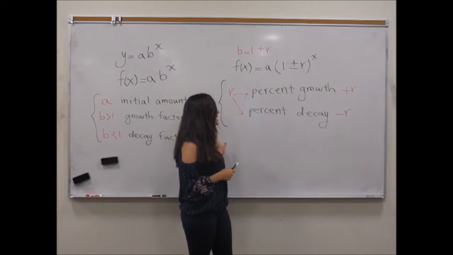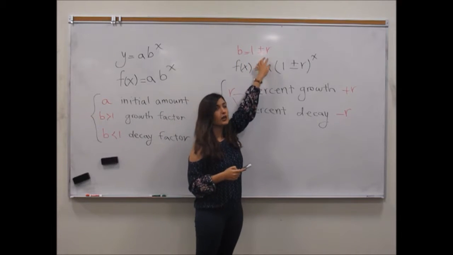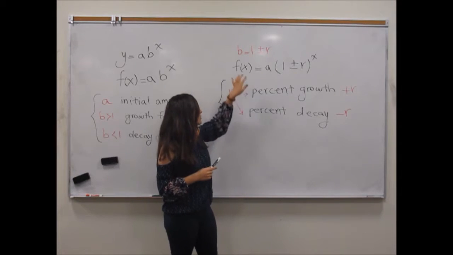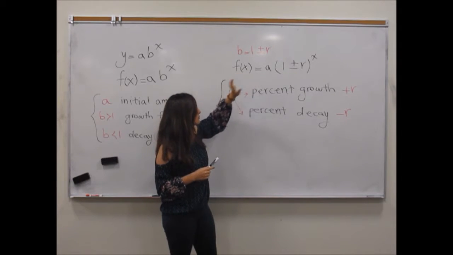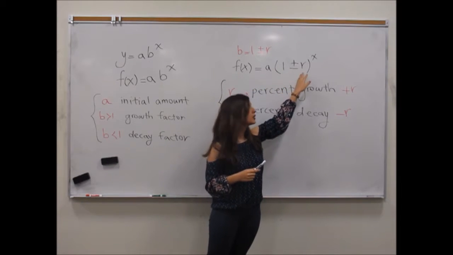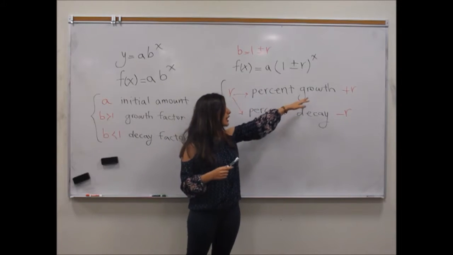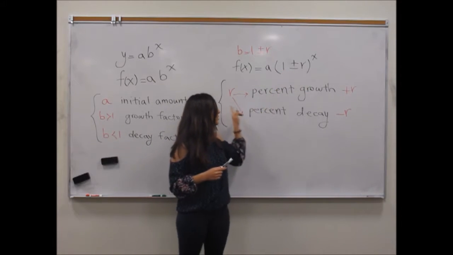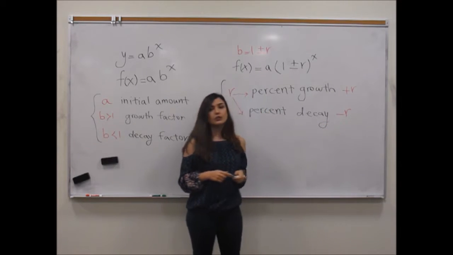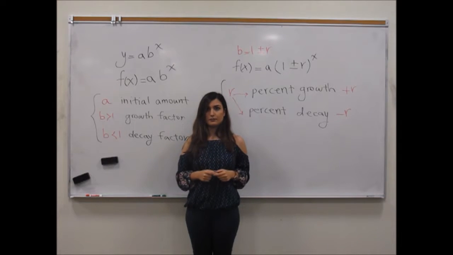And this base b can also be looked at as 1 plus or minus r, where r is the percent growth or decay. So we can rewrite the model, the function, as f of x equal a times 1 plus or minus r to the x. When r is the percent growth, we're going to add the r, and when it's the percent decay, we're going to subtract r. We're going to look at different examples so that it all makes sense.